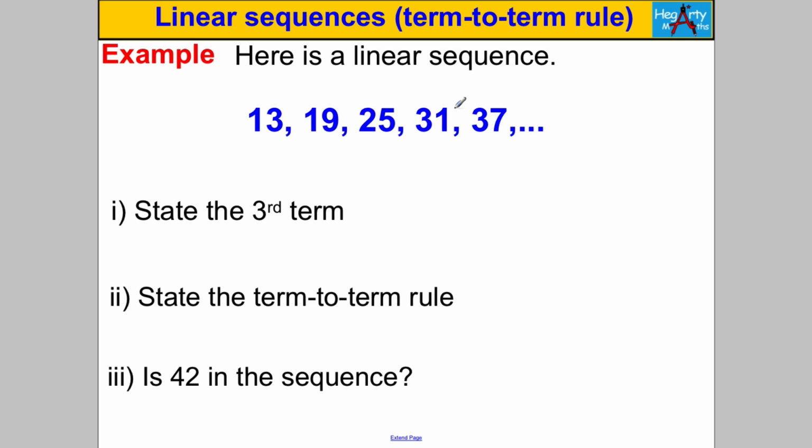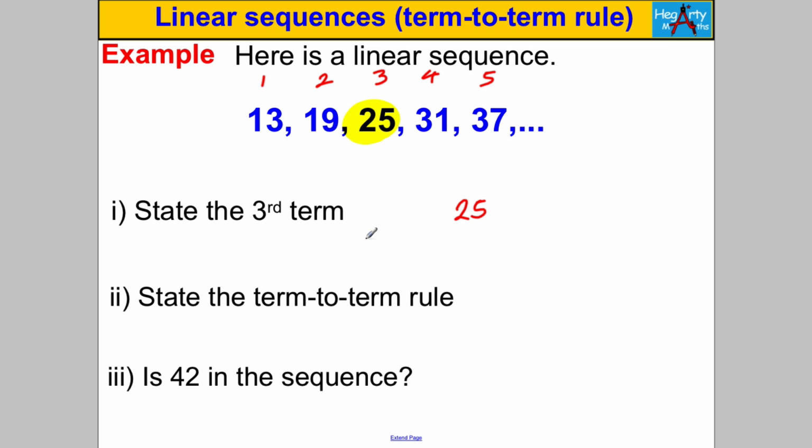That's a linear sequence. Just out of interest, why is it a linear sequence? It's going up, this one, and it looks like it's going up by 6 each time. So that's why it's linear. It asks us to state the third term. Remember what a term is? It's the number in the sequence. This is the first term of the sequence, that's the second, that's the third, that's the fourth, and that's the fifth. So the third term we can clearly see is 25. We're just asked to state it, we just write it down.